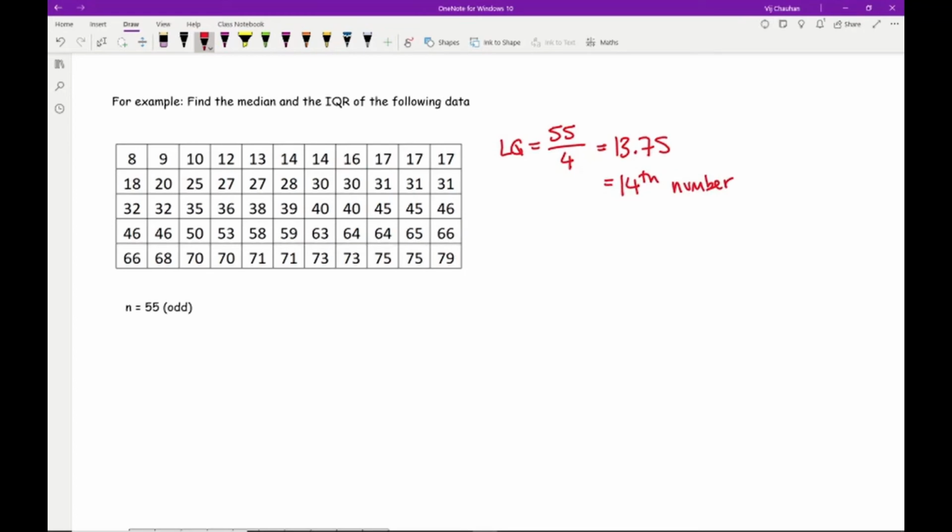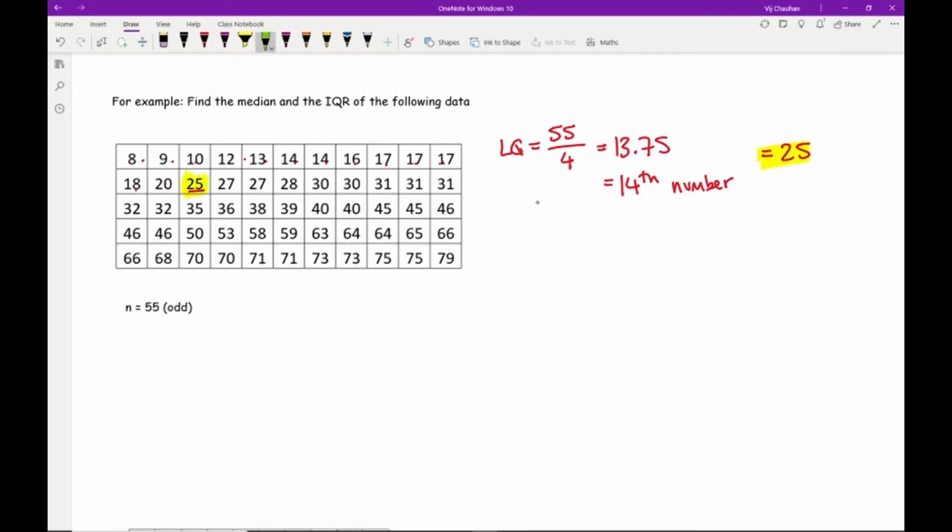So from this, all I then need to do is count 1, 2, 3, 4, 5, 6, 7, 8, 9, 10, 11, 12, 13, 14. So my lower quartile is 25. And I'm just going to colour that in so I can see that that is the lower quartile.